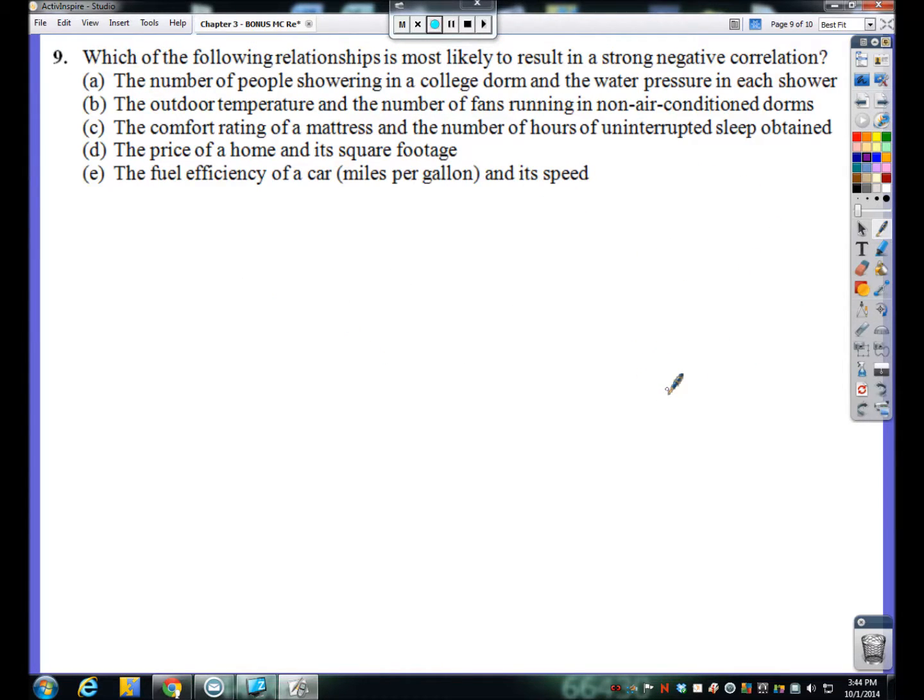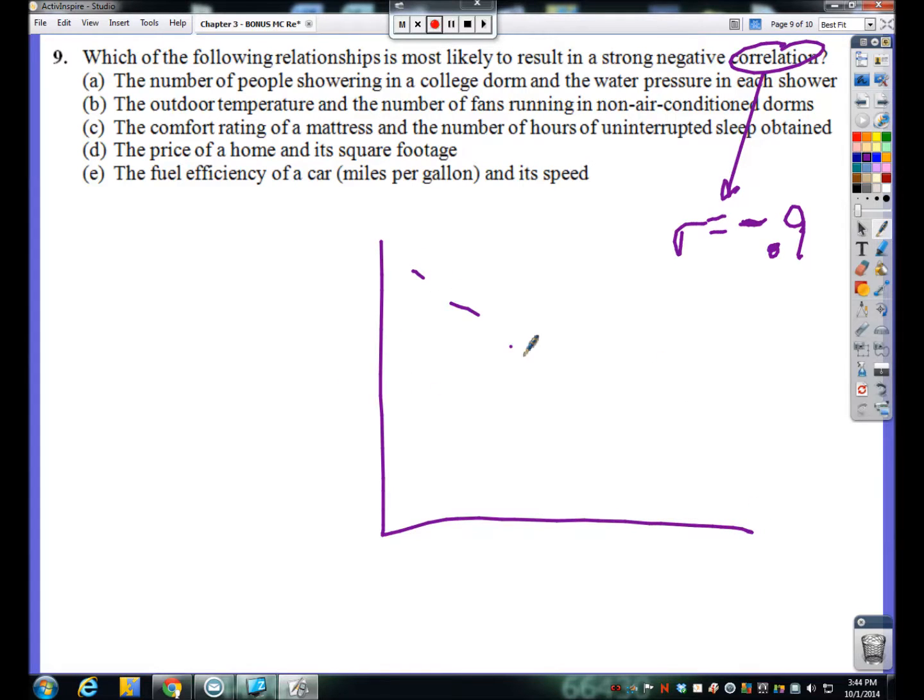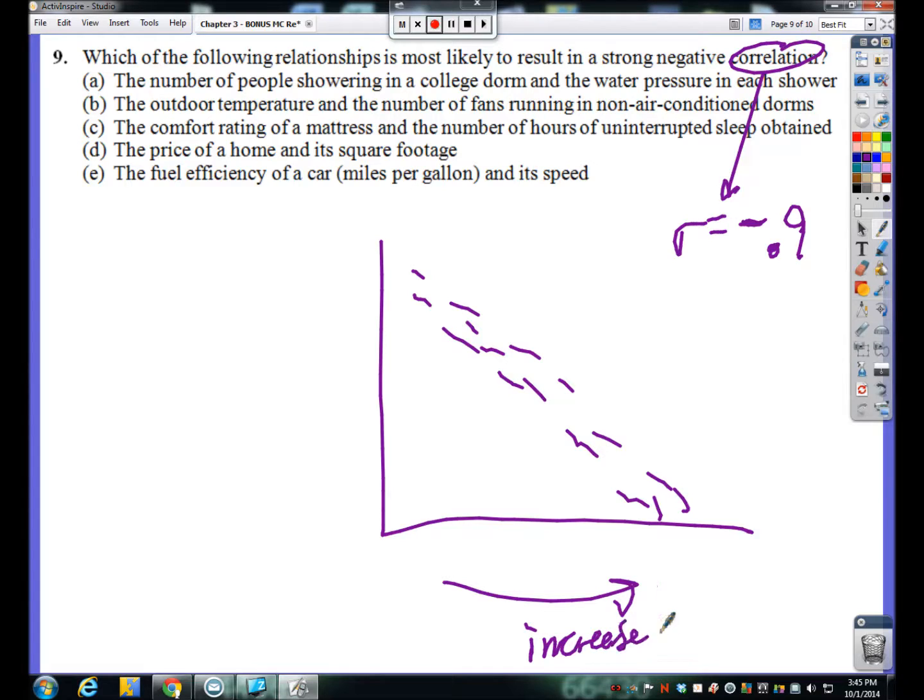Number 9, which of the following relationships is most likely to result in a strong negative correlation? Correlation, that's R. We need it to be negative, and we need it to be strong. So strong, maybe like we'll say 0.9 is strong. But we're going to have negative 0.9, which means if we were looking at a scatter plot, we would need to see something that's going downhill and our points are almost making a straight line. So we need to consider which one of these scenarios where we have our x and our y, where an increase in x would result in a decrease in y.